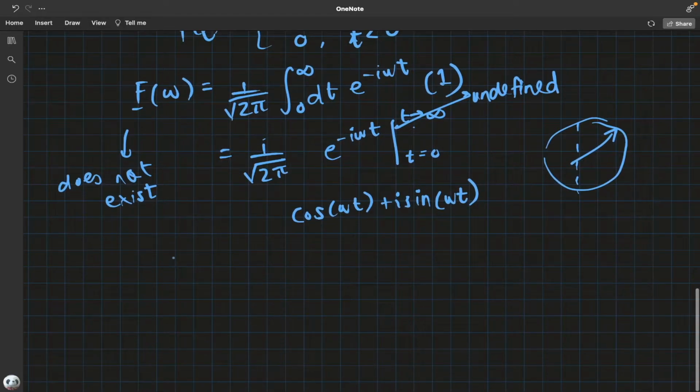But there is a way of resolving this. If we make omega complex, say omega is now complex.